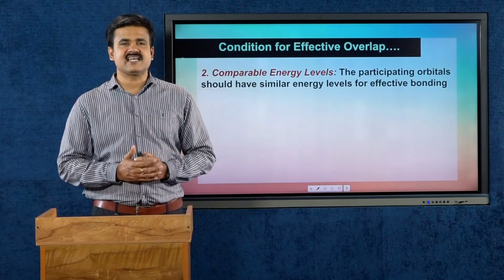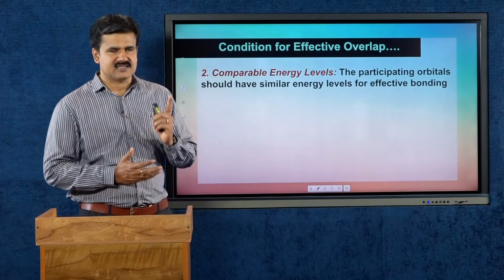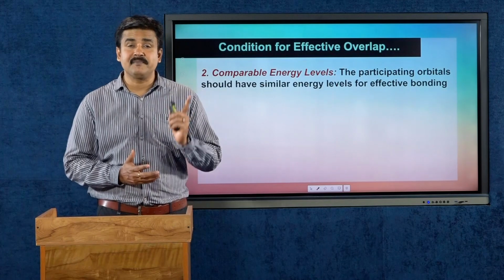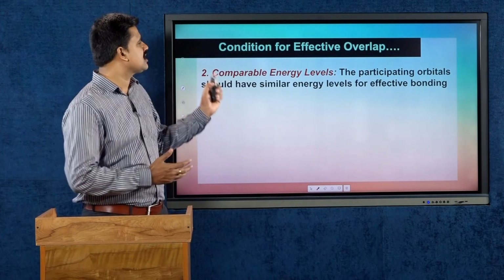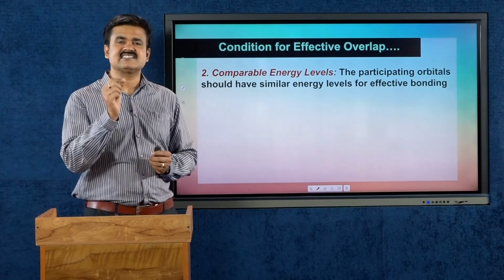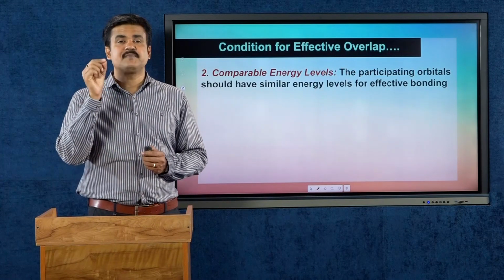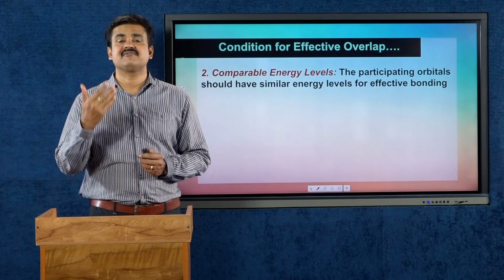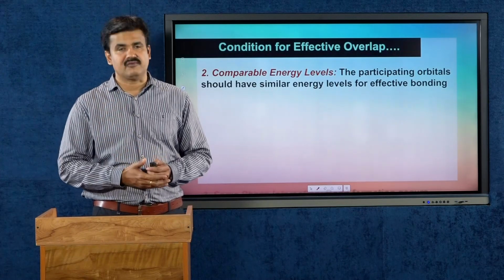This is the second condition for effective overlap, that is, the participating atomic orbitals have comparable energy levels. So, comparable energy levels is a necessary condition. The participating orbitals should have similar energy levels for an effective bonding or an effective overlap.